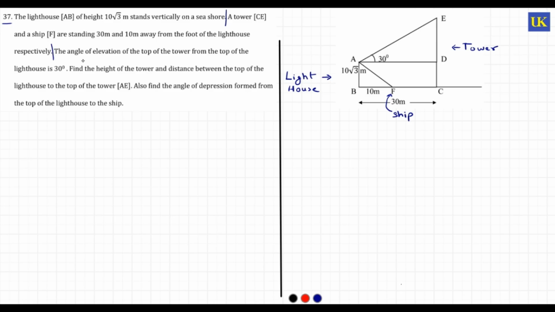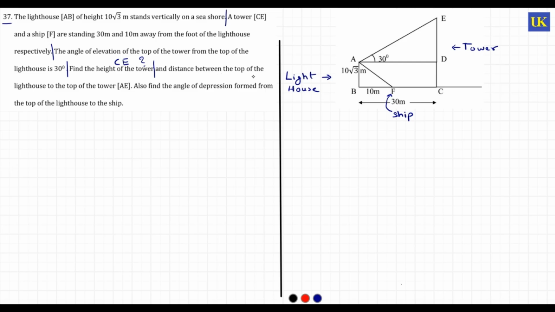So we understand till here. The angle of elevation of the top of the tower from the top of the lighthouse is 30 degree. That is what is given. Find the height of the tower. Tower is CE, so we have to find CE.